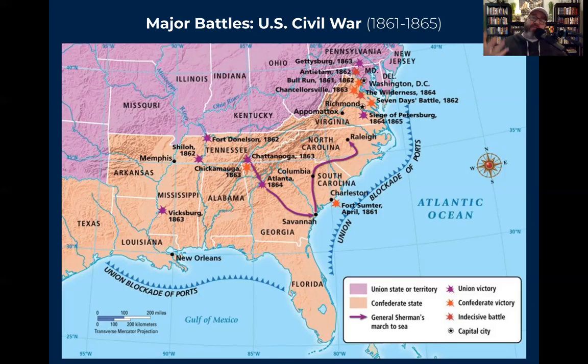So looking at advantages and disadvantages, I would encourage you in your investigation guide to take some time and look at what are some of the advantages and disadvantages that both sides had in fighting in this engagement. And we'll expand upon that a little bit more in our next discussion.